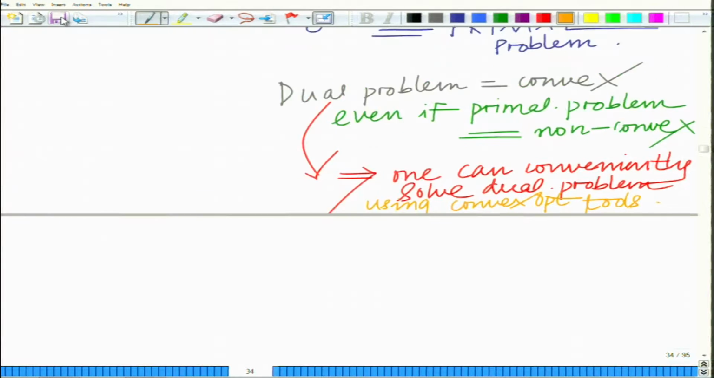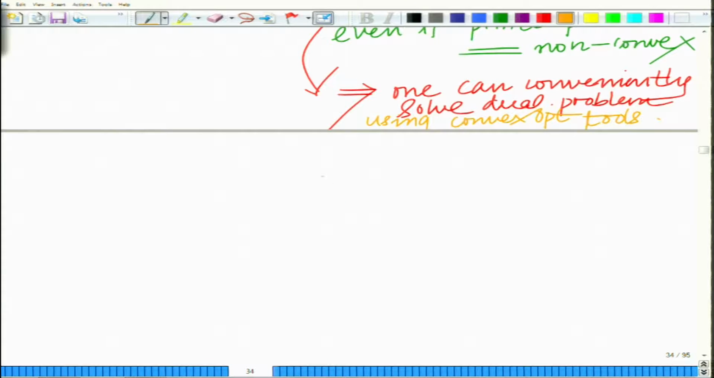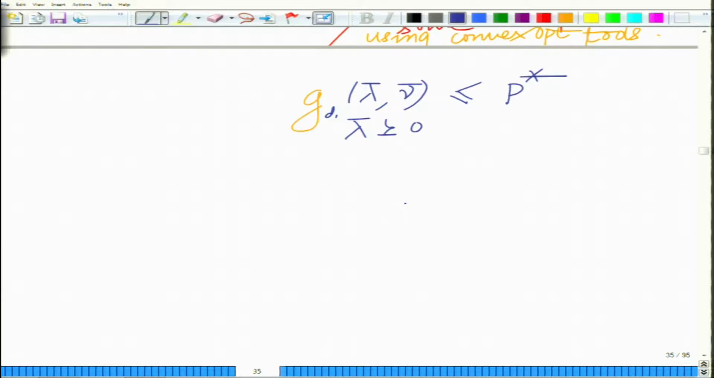Now, it is always going to be, because remember, g(λ̄, ν̄) is less than or equal to p*, for all λ̄ greater than or equal to 0. So, if you take the maximum of this, remember this holds true for any λ̄, ν̄. So, at the maximum also, which holds for some particular λ̄, ν̄, this is going to be less than or equal to p*.